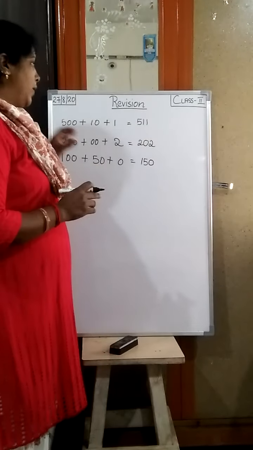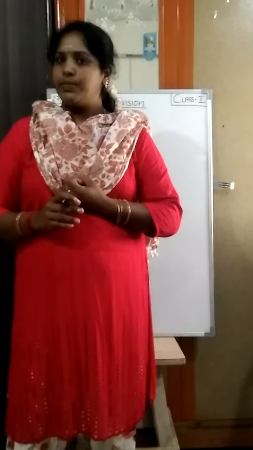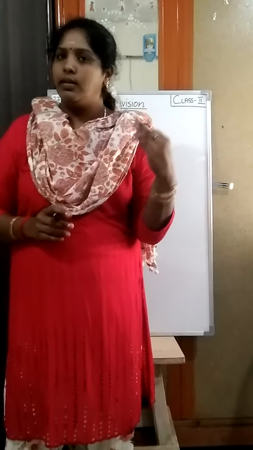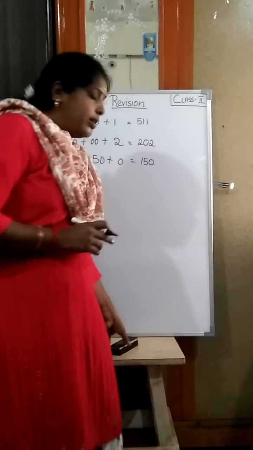Understood children? Okay. Now we will see odd and even numbers, ascending and descending order and comparing numbers. Okay children, shall we go?